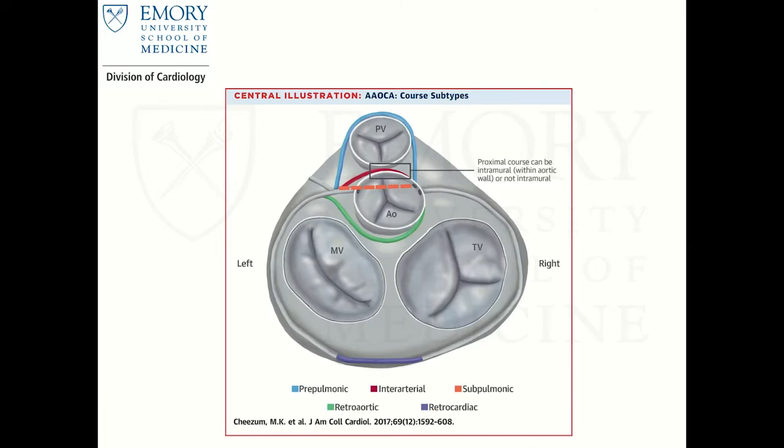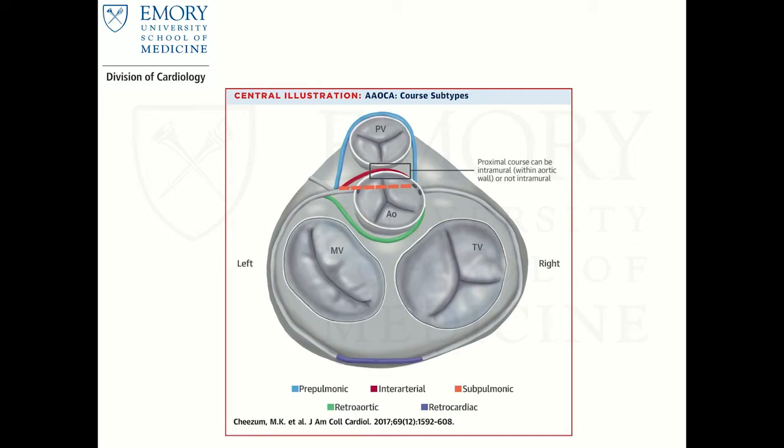This condition can be further characterized by the subtypes of the course. As you can see, there's a variety of different courses the anomalous artery can take as it exits the sinus. It can take a pre-pulmonic course, where it goes anteriorly and anterior to the pulmonary artery. It can take a subpulmonary course, where the artery dives inferiorly underneath the pulmonary valve. It can go retroaortic, or posteriorly, or even posteriorly all the way retrocardiac.